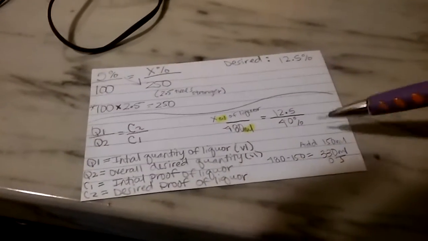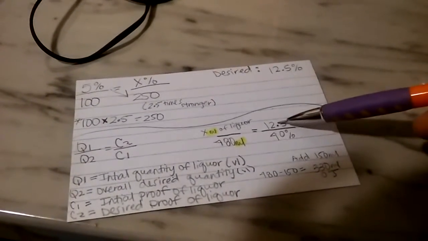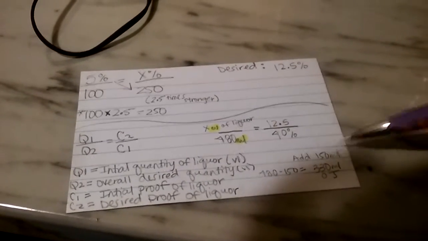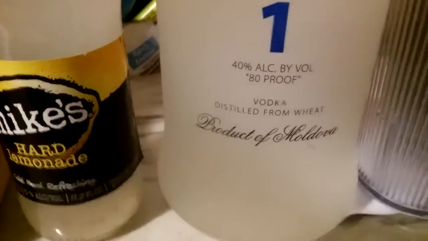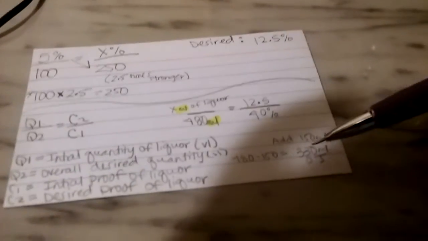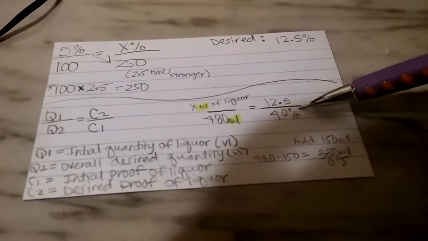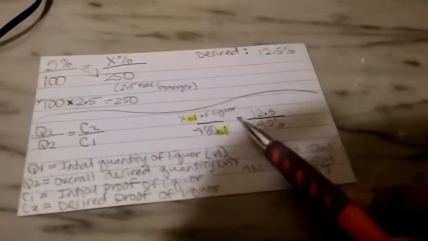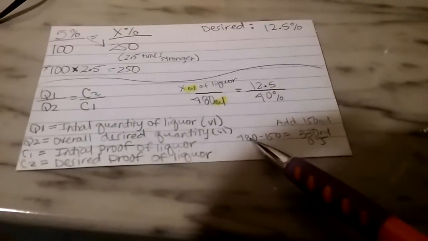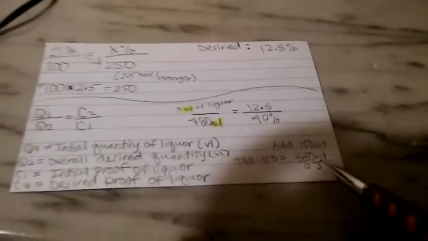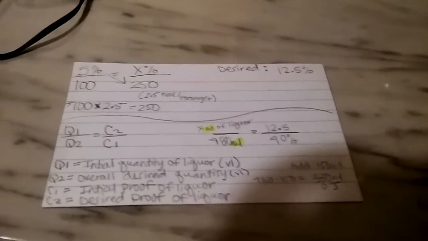So, to get this proof of liquor, I need to add 150 mLs of liquor of this proof, because that's what I started with. I started with the 40. So I'm adding 150 mLs of that 40% liquor. And if I want my overall preparation to be 480 mLs, 2 cups, then I need to subtract 150 from 480, which gives me 330 mLs of orange juice that I'm going to add.